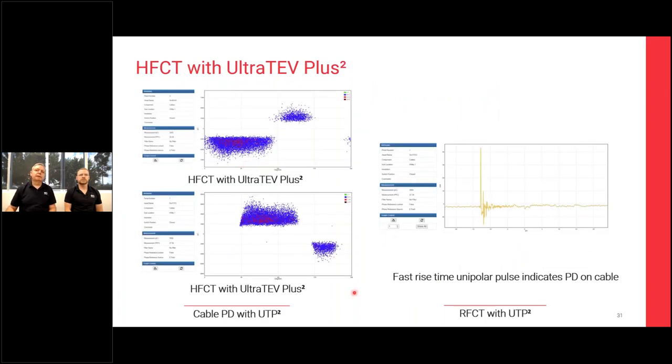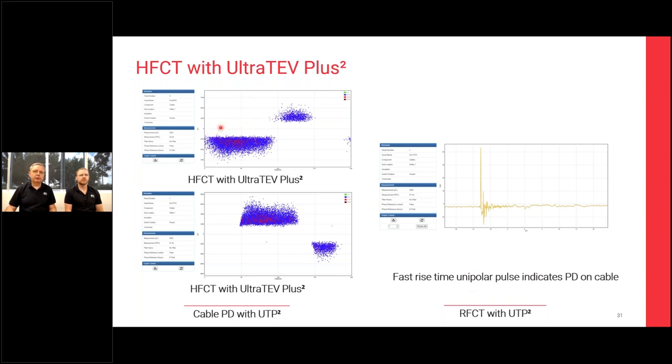So the next thing that we did is we used the HFCT. So Brad is showing HFCT. That again plugs into the Plus. We place that around the earth screen on the cables in the kiosk substations, and we take the measurement. Now what that is doing is giving us, again, PRPD.